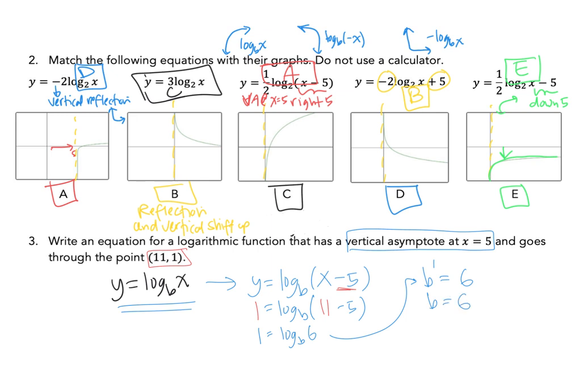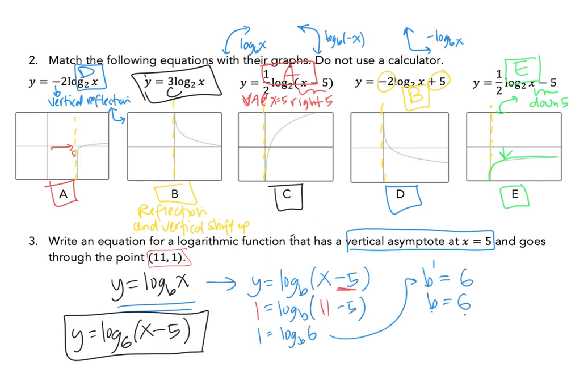So my equation for this to satisfy that has a vertical asymptote at x equals 5 and goes through point 11, 1 would be y equals log base 6 of x minus 5. So it's unfortunate that this is a B and that's a 6, but yes, this is the letter B. That equals 6. That's how I found my base because I used this point and plugged it in.